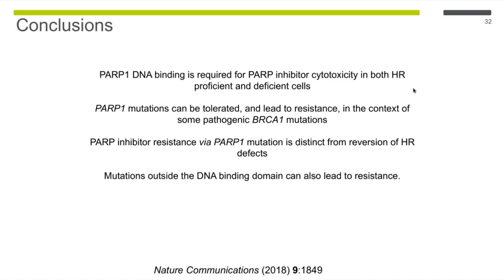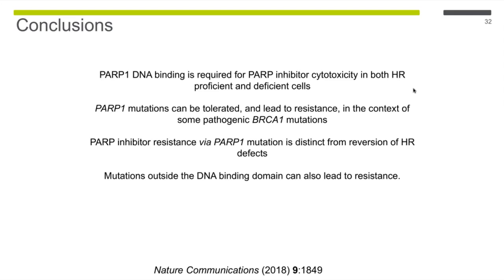And surprisingly, even in BRCA1 deficient cells, this was a possible mechanism of resistance. That was because some of these pathogenic BRCA1 mutations will tolerate PARP1 loss or PARP1 mutation, because they seem to be hypermorphs. And that's something you can only really see when you use the patient-derived mutations for BRCA1.